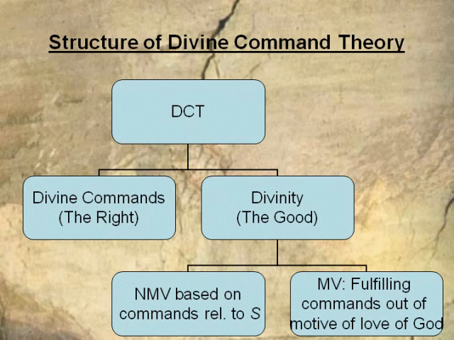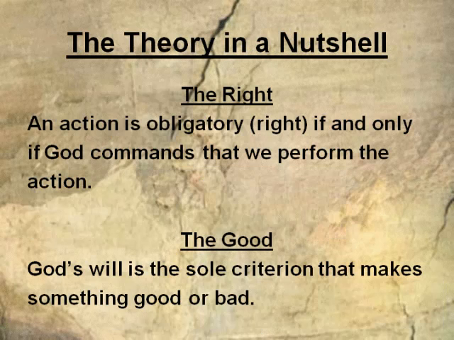Gell tells us that our theory of the right states that an action is obligatory if and only if God commands that we perform the action. Our theory of the good, God's will is the sole criteria that makes something good or bad. It seems pretty basic.